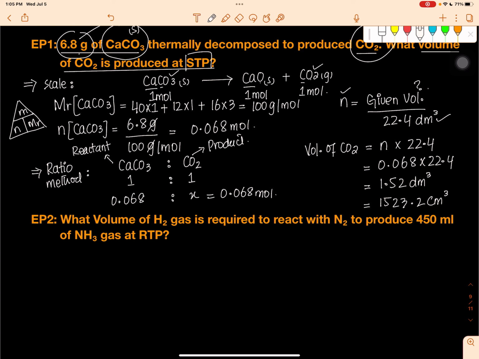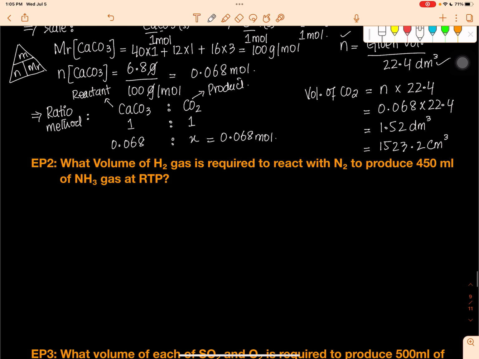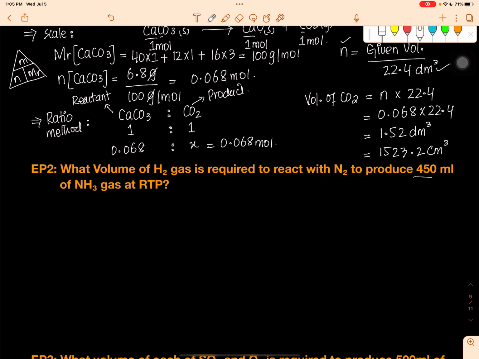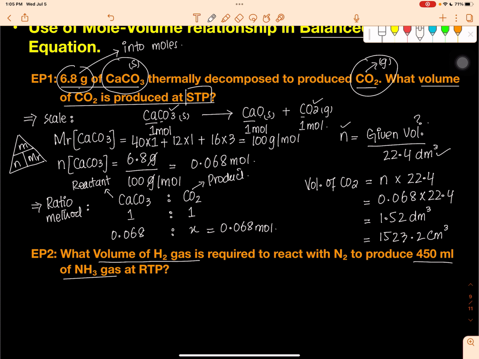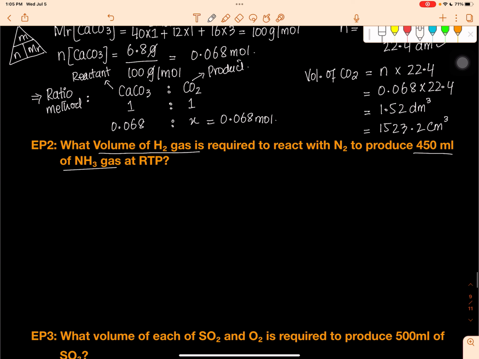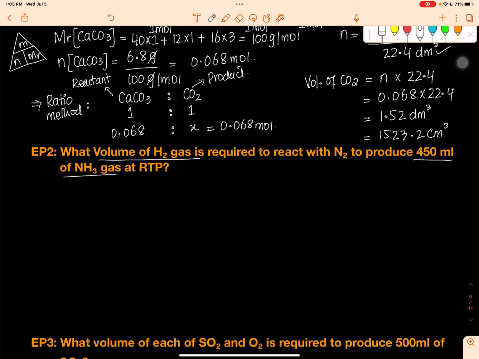But here they are saying that they want to produce 450 ml of ammonia gas. So for this amount of ammonia gas, what amount of hydrogen gas is needed? So this is a reverse problem. In the first we have the amount of reactant and we are finding out what amount of product will be produced. And in this we have the amount of product, and we are finding out what amount of reactant is required. So let's find out that.